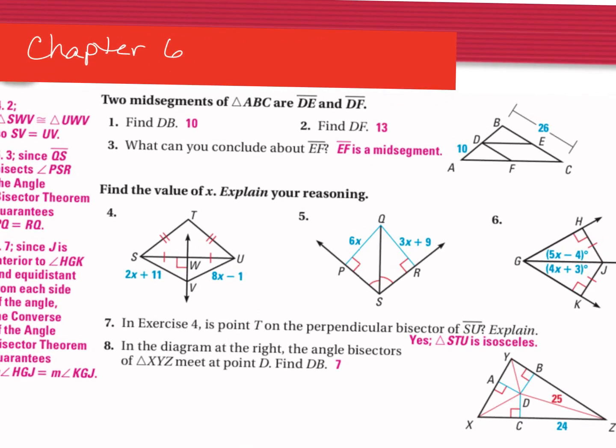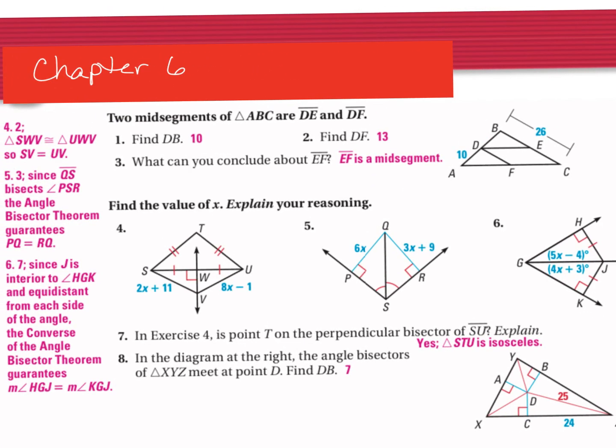So if they're telling me that AD here is 10, then I also know that DB is also 10 because D is the midpoint. So the answer to number 1 is 10. Then to find DF, remember the mid-segment is always going to be half as long as the side that it's parallel to. Since the side that it's parallel to is BC, and BC is 26, to find DF I just have to do 26 divided by 2, and I get 13.